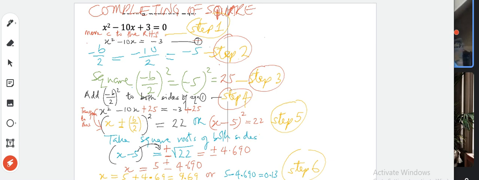First step is move C to the RHS. So we move C. Let me be re-echoing what you're saying. You move C, which of course is 3, to the other side. So plus 3 becomes minus 3. So we have x squared minus 10x equal to minus 3. That's the first step.